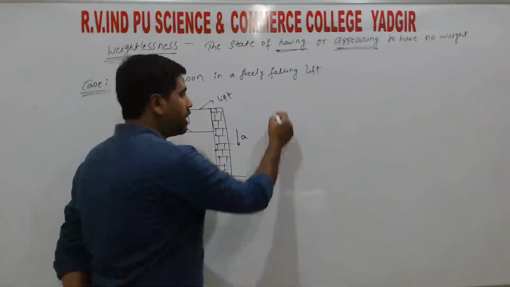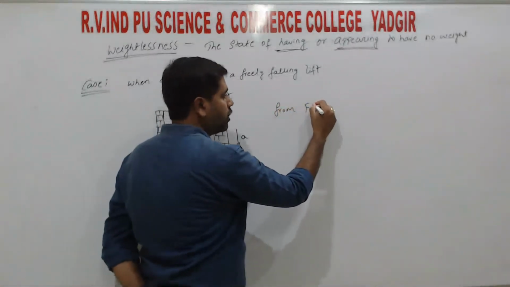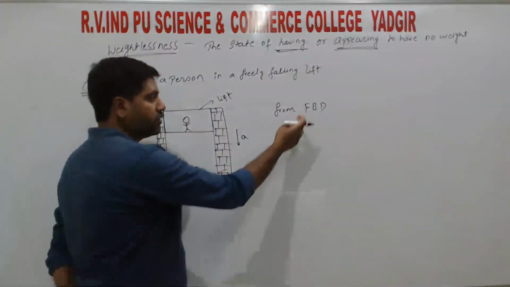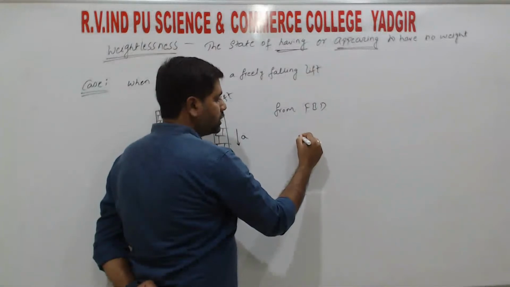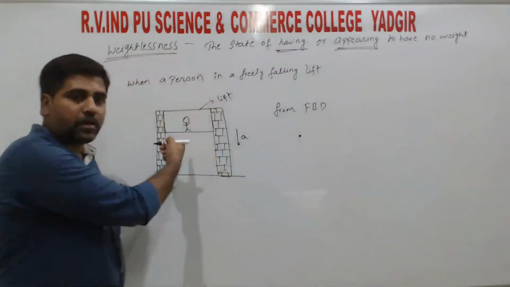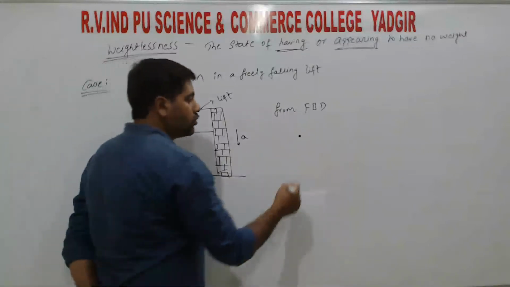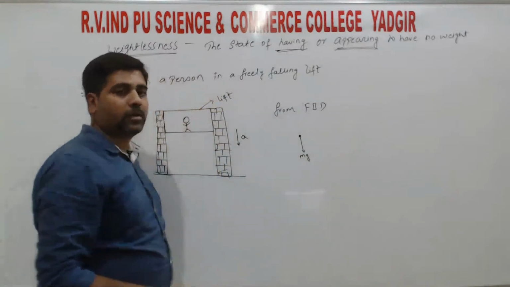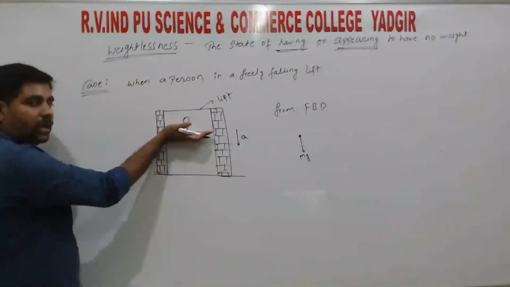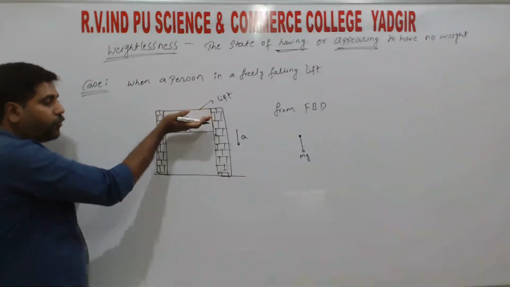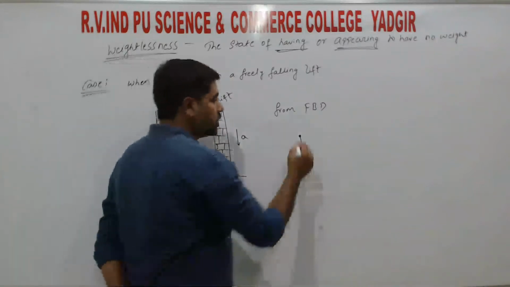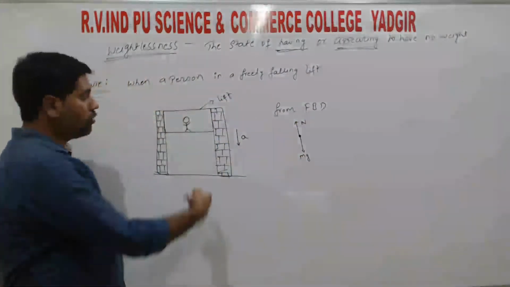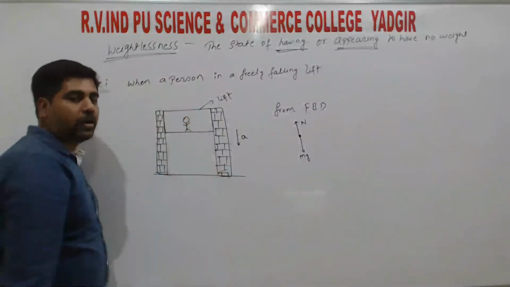So again from the free body diagram, FBD, which we discussed in Laws of Motion. That is the free body diagram, right? The person has some mass, and his weight is acting vertically downward, that is mg. Now the lift will exert an equal and opposite force onto the person, that is the normal force N, right?